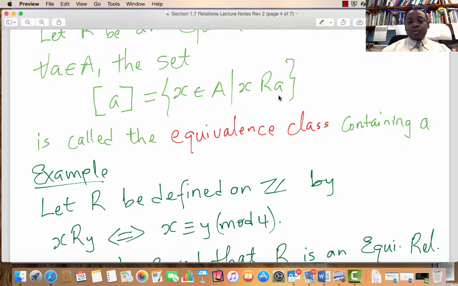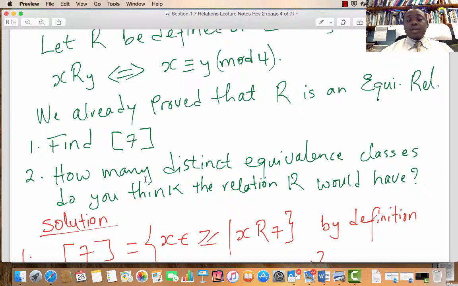I'm going to go through the procedure of finding an equivalence class of an element a in our non-empty set A. Question number 2: I would expect you to be able to find all the distinct equivalence classes for a given equivalence relation R. But before we get to the second question, let us find the equivalence class of 7.